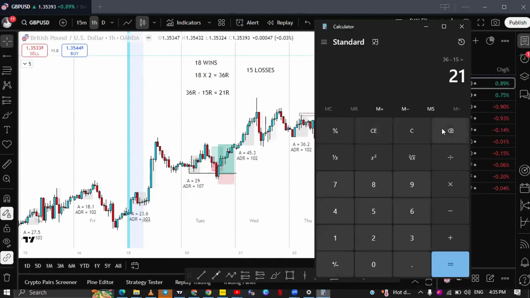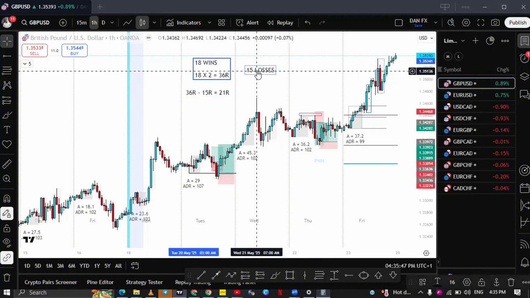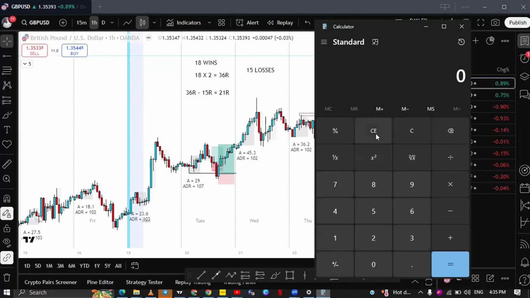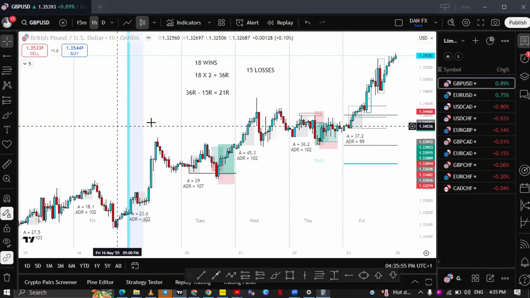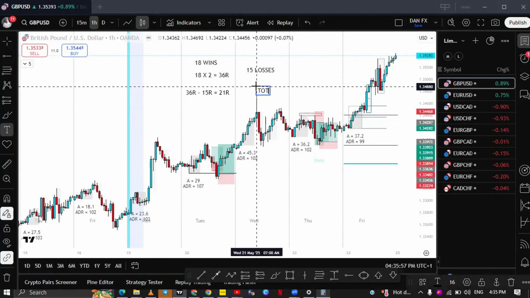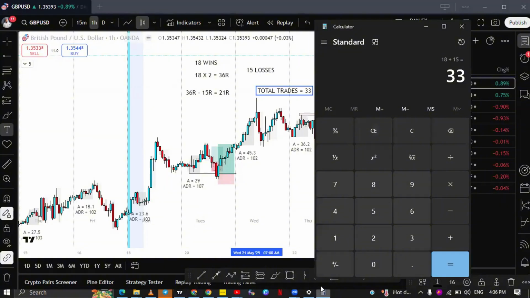How do you calculate your win rate? You do your wins plus your losses, total number of trades, then divide wins by total number of trades. So basically we're going to calculate how many wins we had and how many losses we had. That's 18 wins plus 15 losses. That's 33 trades, right? So total trades equals 33 trades. Am I correct? 33 trades, right?